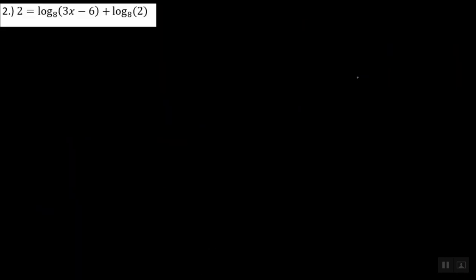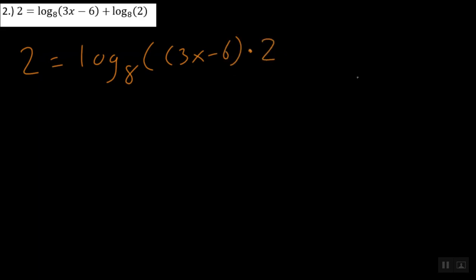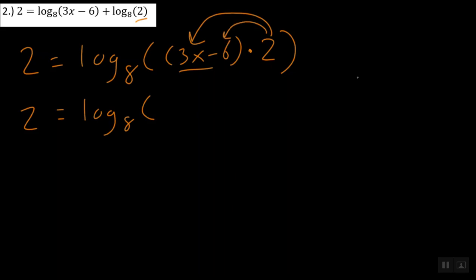Okay, for example number 2, we have 2 equals the log base 8 of 3x minus 6 plus log base 8 of 2. Now how in the world would we rewrite this? Well, we can write it as 2 equals the log base 8 of what we have on the very inside there, 3x minus 6, times 2, what we have on the inside of our second logarithm. Now notice here, this will actually get a little bit complicated because we have a parentheses times a single digit. We're actually going to have to distribute that 2 into both numbers. So 2 times 3x is 6x minus 2 times 6 is 12.